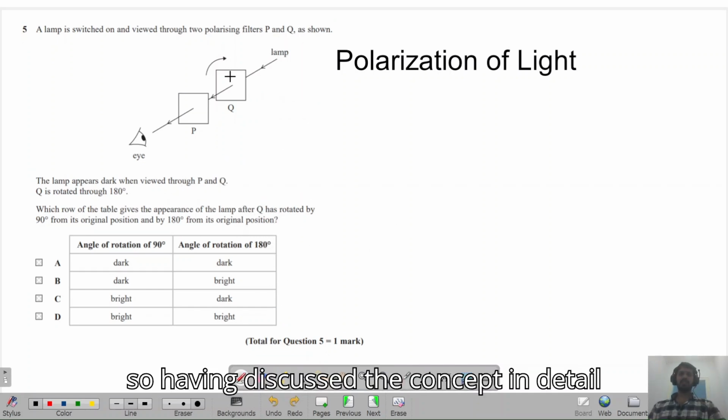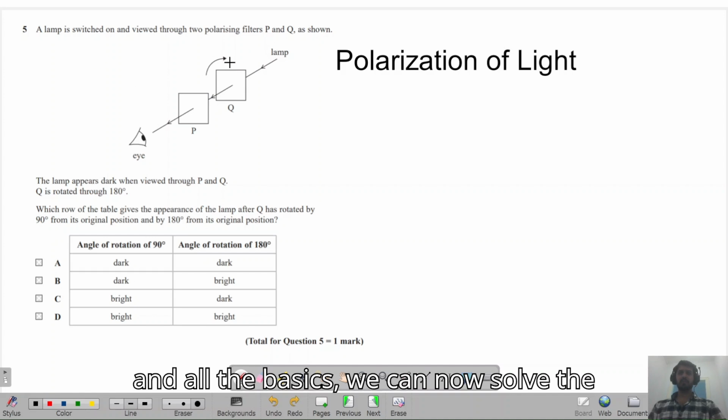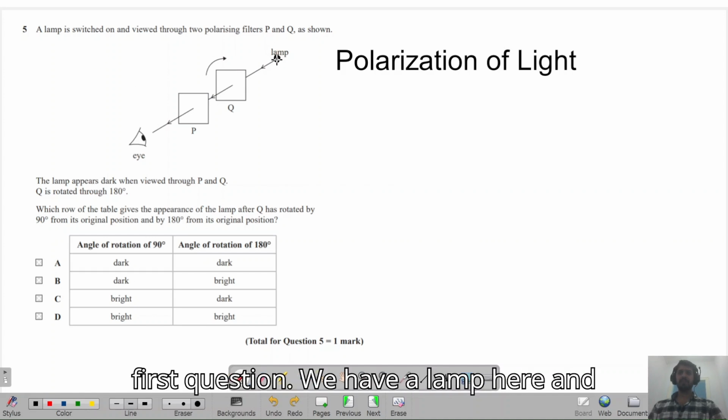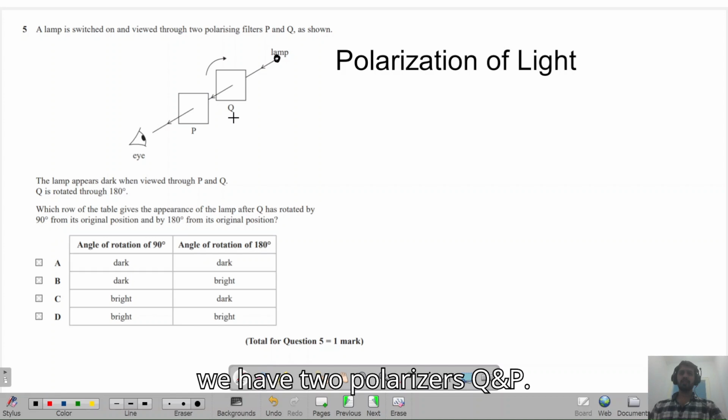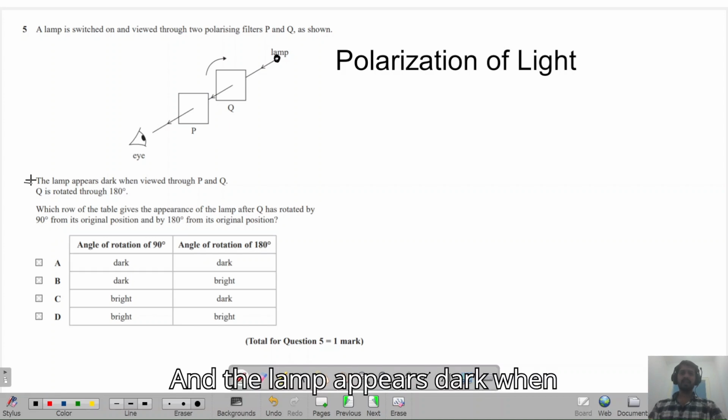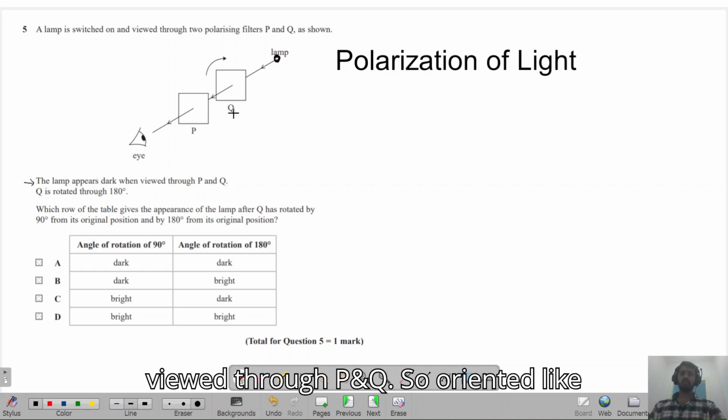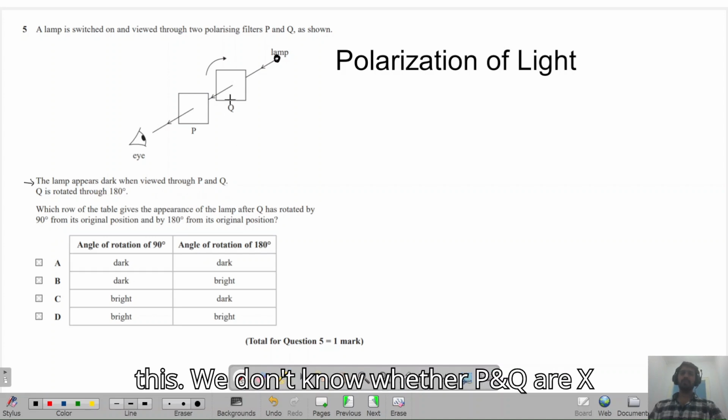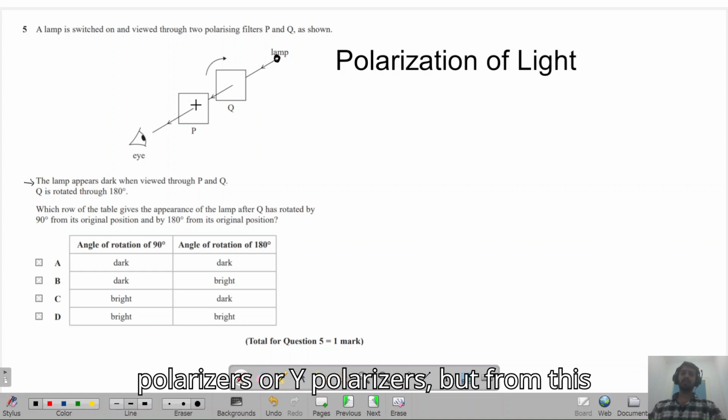So having discussed the concept in detail and all the basics, we can now solve the first question. We have a lamp here and we have two polarizers, Q and P. And the lamp appears dark when viewed through P and Q. So oriented like this, we don't know whether P and Q are X polarizers or Y polarizers.